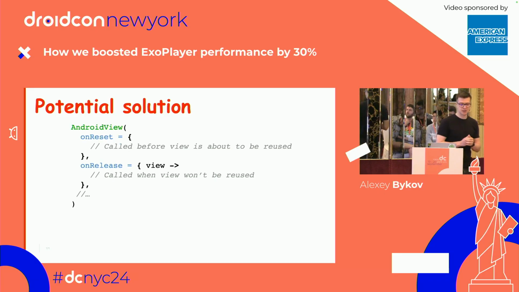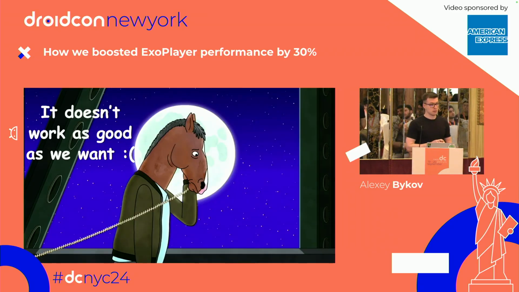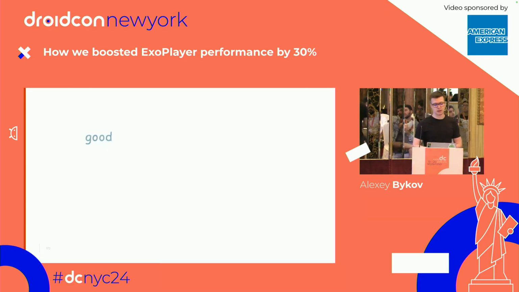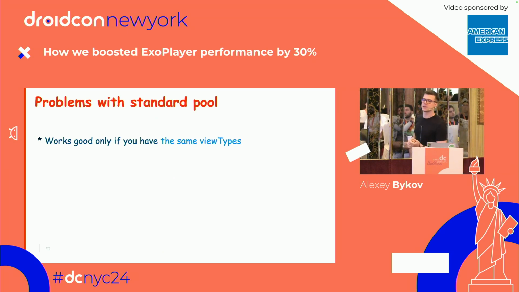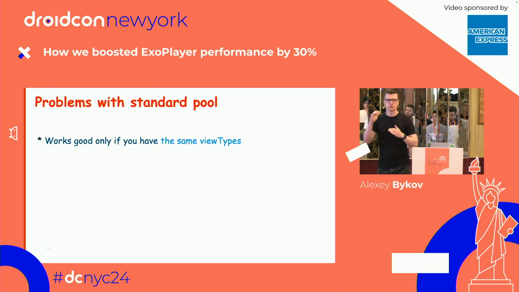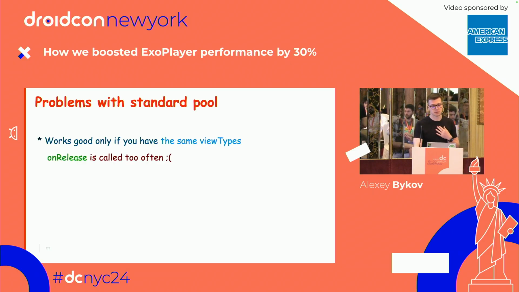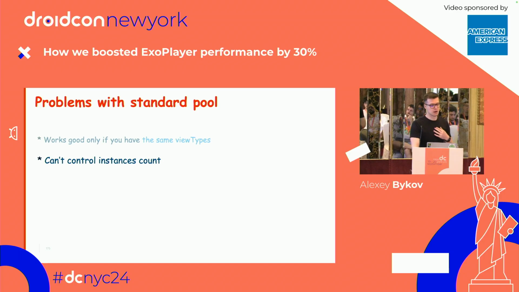AndroidView has some callbacks: onReset, that's going to be called before a view is about to be reused, and onRelease, that's going to be called when the view is not going to be reused at all. But it doesn't actually work as well as we want. The reason is that it works well only for the same view types. So if you have a single view type in the list, like videos, it's going to work great. But if you have mixed content, you're still going to create video views, and some of the playbacks are not going to be really efficient. So onRelease, in this case, is going to be called really often. We also can't really control the instance count with this approach.